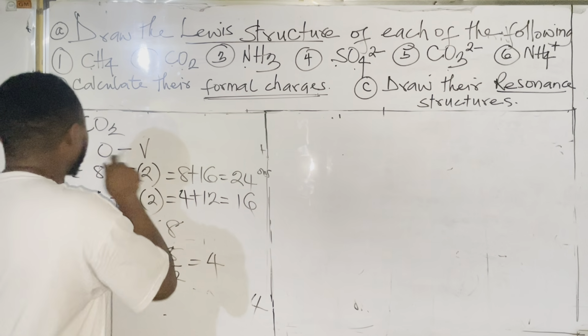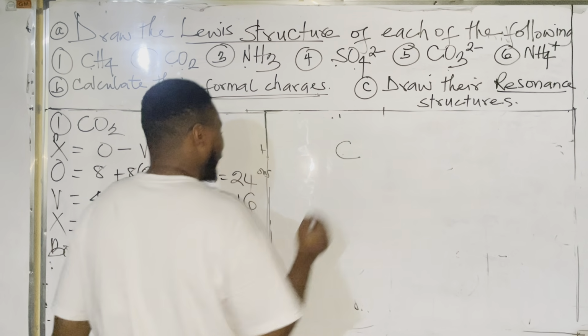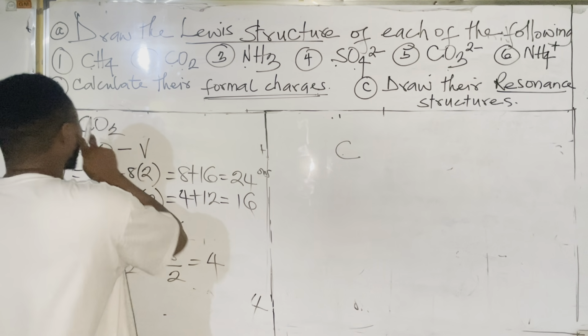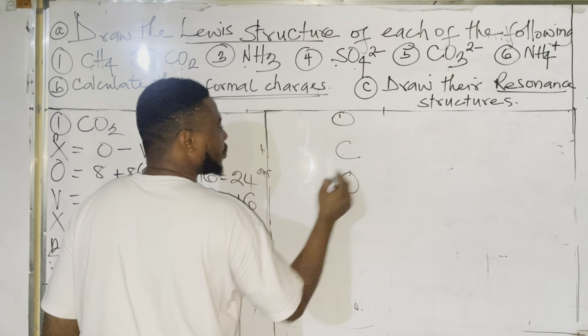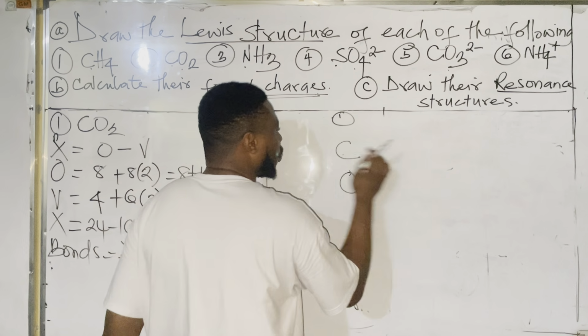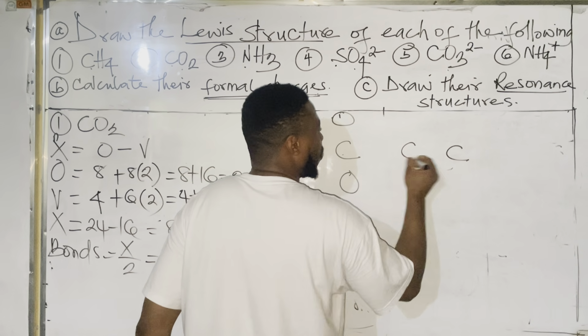So our central atom is carbon, and we have 4 bonds. Carbon has 2 oxygens, so oxygen, carbon, oxygen. You can also draw this as oxygen, carbon, oxygen.